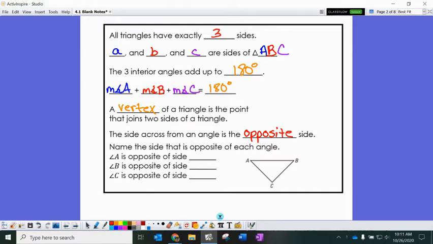So it turns out that the side opposite of angle A is side A. The side opposite angle B is side B. And the side opposite angle C is side C. So we name triangles by their vertices, and we name their sides by the lowercase letter of the vertex that it's opposite of.